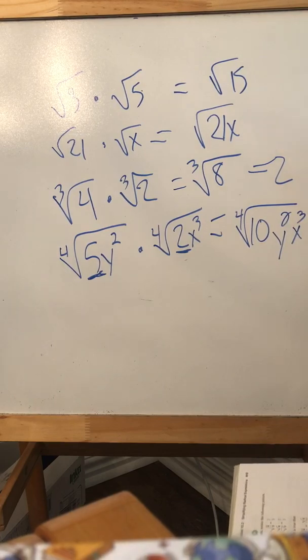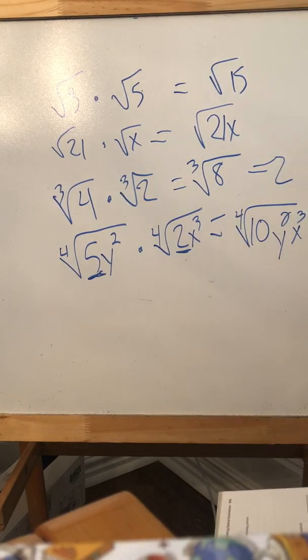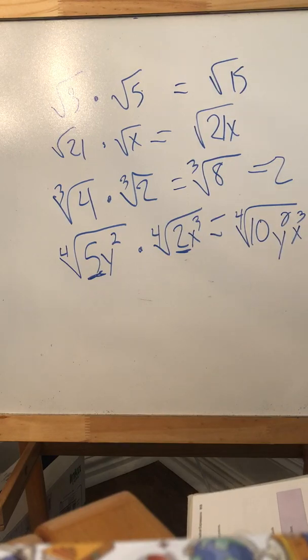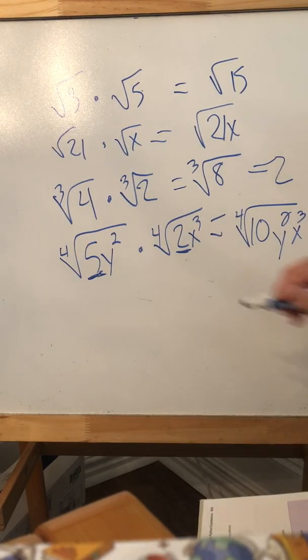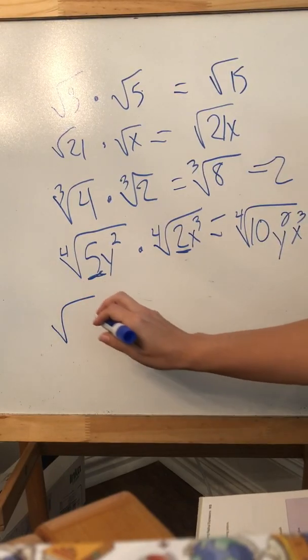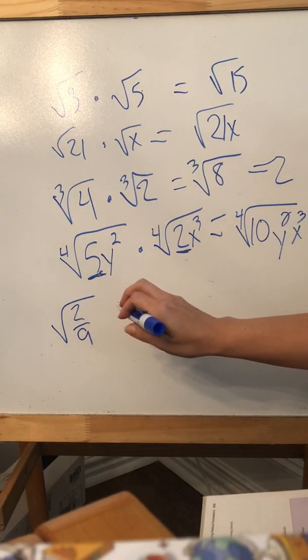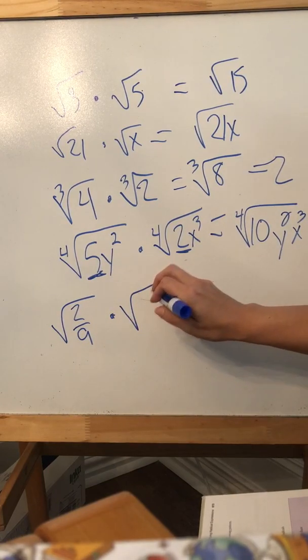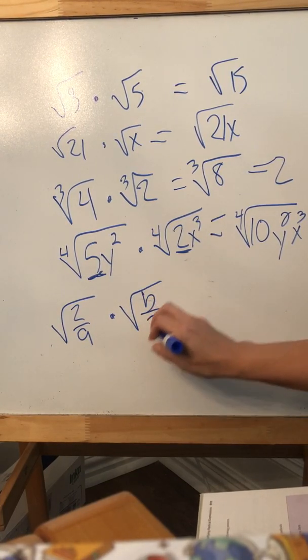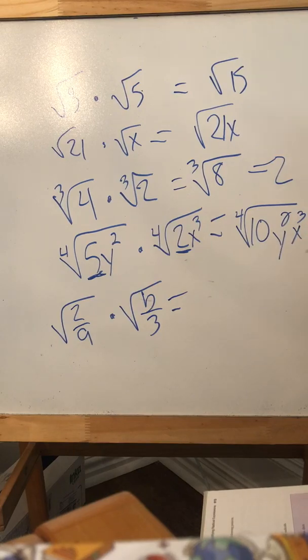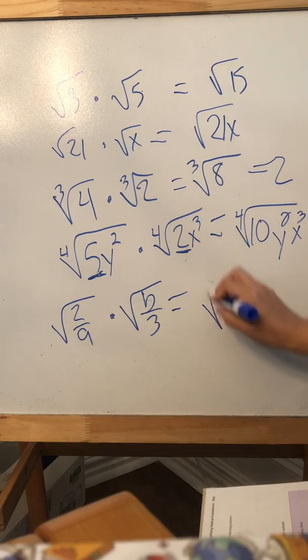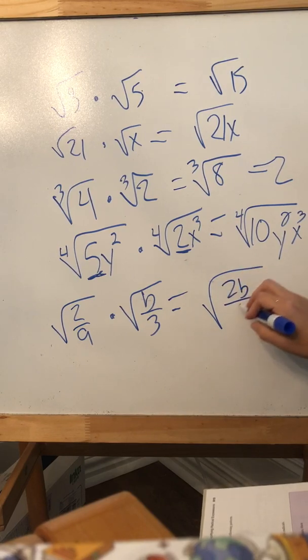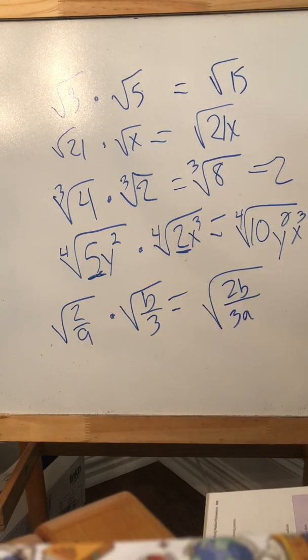Okay, last example is square root of 2 over a times the square root of b over 3. Okay, so you can actually just combine these together right under the square root sign. So you have the square root of 2b over 3a. Okay, so go ahead and press pause and do practice 1, which is A through E.